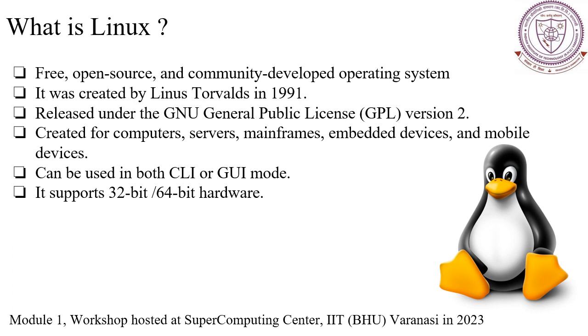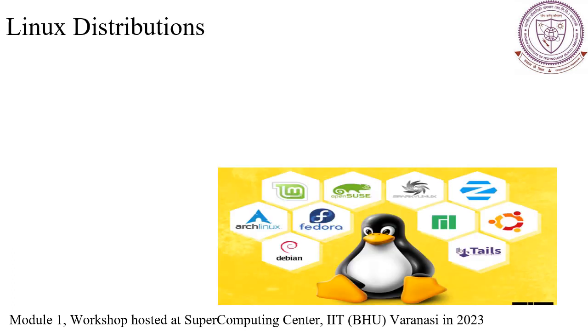The CLI is a text-based interface that gives you direct access to the Linux operating system. The GUI is a graphical interface that is more user-friendly and easier to use. Linux supports 32-bit and 64-bit hardware. This means that it can be used on a wide range of devices from old computers to the latest servers. Linux is a powerful and versatile operating system that is used by millions of people around the world. It is free, open source, and community developed, which means that it is constantly being improved and updated.